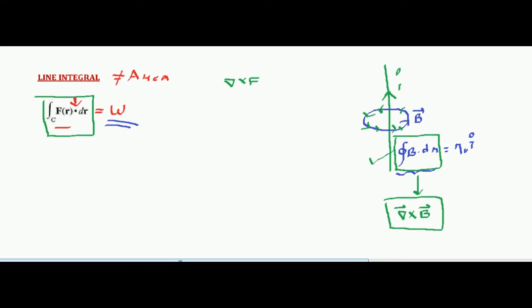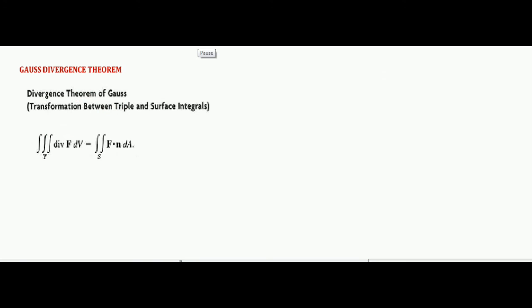Let's move further. Now we'll study Gauss divergence theorem. So we'll try to understand what Gauss divergence theorem is. If you go back to our discussion on divergence, I said that divergence of an electric field gives us flux per unit volume. Now, if I say that it gives flux per unit volume, what volume and what field?